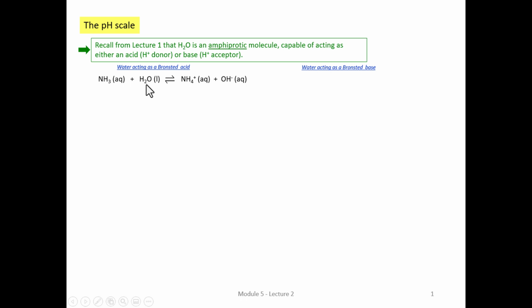Water can act as a Bronsted acid in its reaction with aqueous ammonia. Here, water is acting as an H plus donor to ammonia to form ammonium ion and hydroxide. On the other hand, water can act as a Bronsted base, in this case, acting as an H plus acceptor from acetic acid to form hydronium ion and an acetate ion.